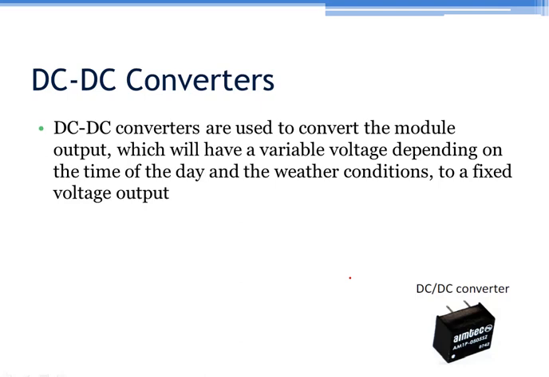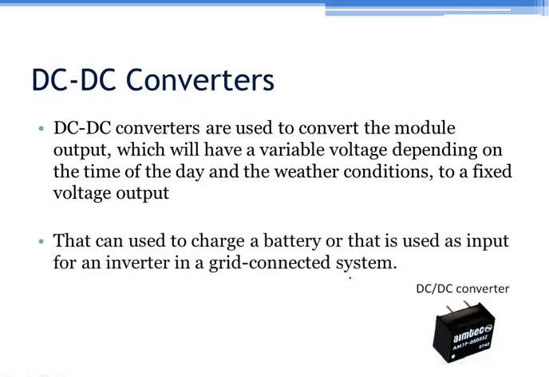So DC to DC converters are used to convert the module output, which will have a variable voltage depending on the time of day and weather condition, to fix the output power. That can be used to charge a battery, or that can be used as an input for an inverter in case of a grid connected system. So to keep the grid voltage and frequency constant, you need to have this DC to DC converter.